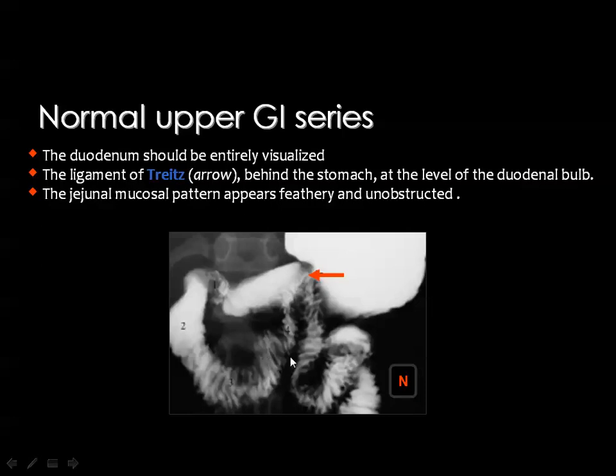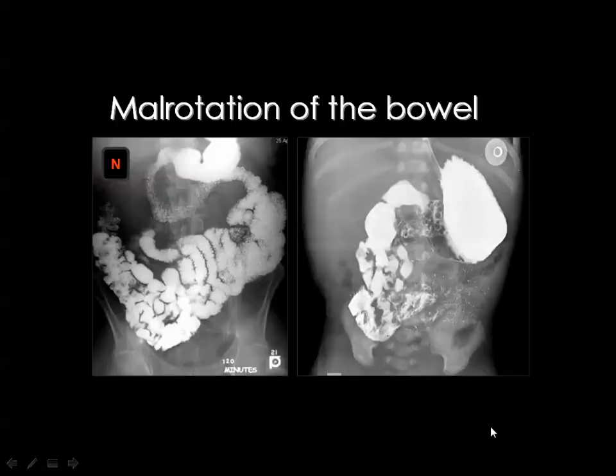You know that the duodenum is formed of four parts: the first, the second, the third, and the fourth part. Then you can see after that the jejunal loops. Whenever you have a barium meal follow-through and you identify that most of the duodenal as well as the jejunal loops are to the right of the spine, then this is known as malrotation of the bowel.